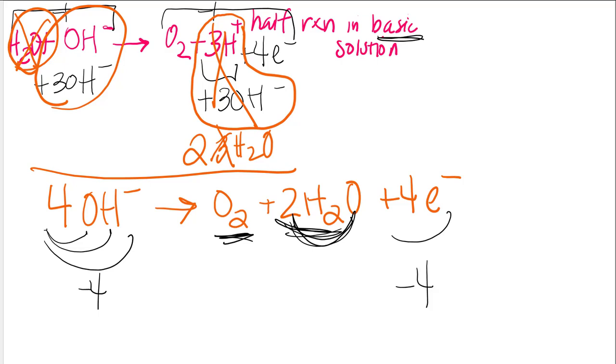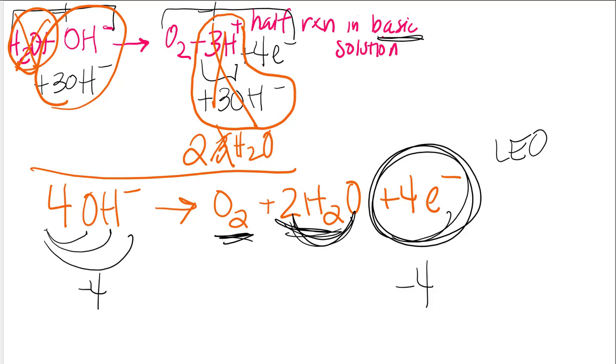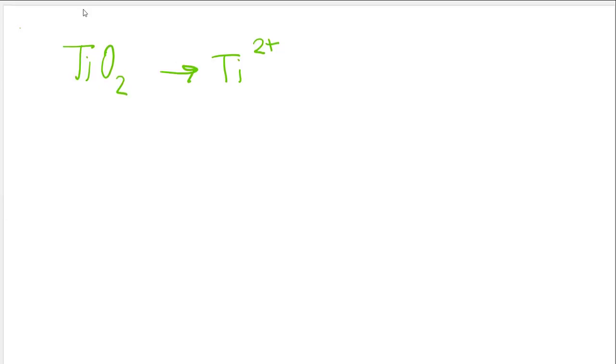We would also, looking at just this half, be able to tell that this is a LEO or a GER. We can tell that because my electrons are on the right-hand side, that means it's losing electrons. So this would be an oxidation half of the reaction. Another half reaction where I have titanium dioxide as a reactant, and we have titanium 2 plus as a product.